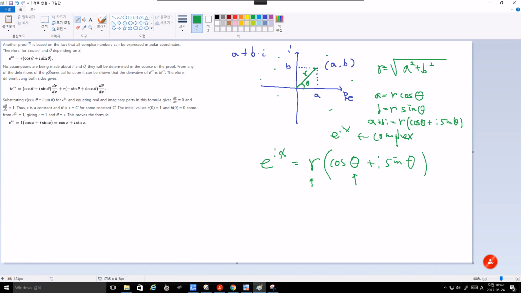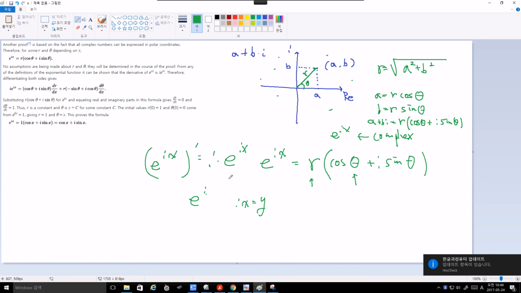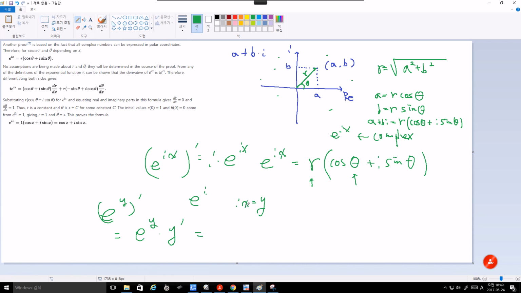Okay. Now, from the definition of the exponential function, it can be shown that the derivative of e^(ix) is i e^(ix). It is again the chain rule. You can regard ix as y, so the derivative of e^y is e^y times y prime. Because y is ix, y prime is i, so the derivative is i e^(ix). So it can be shown that the derivative of e^(ix) is i e^(ix).